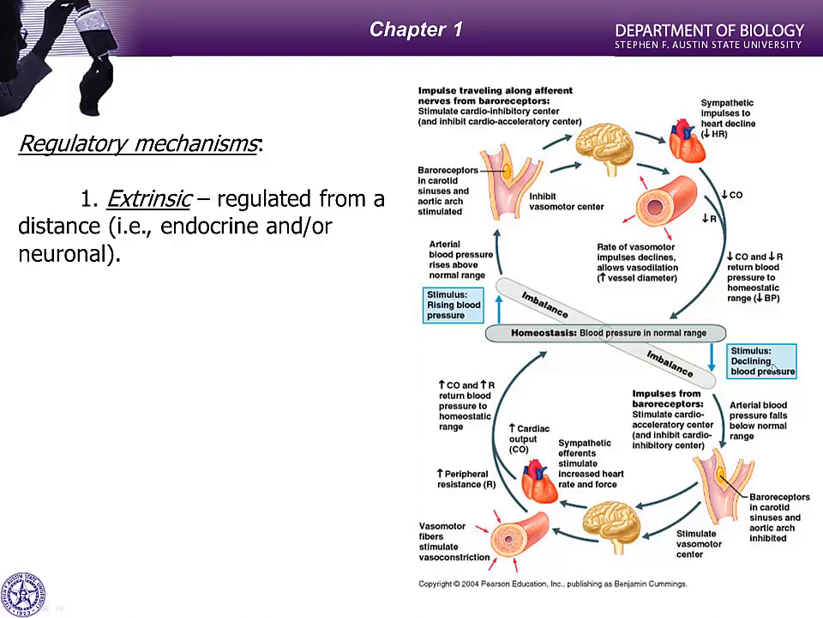Likewise, if we see that we have low blood pressure, we're going to signal the brain. This is going to cause our blood vessels to constrict, to increase pressure. The rate and the force of our cardiac output is going to increase. The result is we're going to increase our blood pressure back to homeostatic balance. But both of these are going to be regulated by our central nervous system.